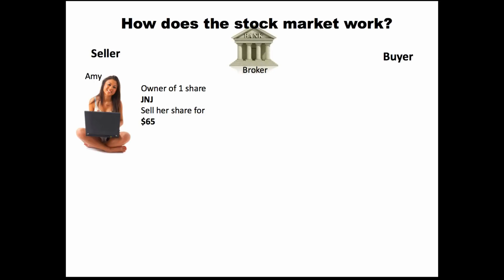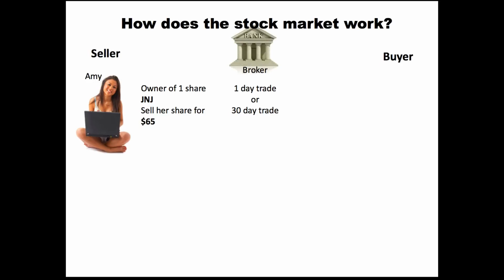Her name's Amy, and she has one share of J&J, which is Johnson & Johnson, and she wants to sell her share for $65. Okay? So what she's going to do, and she has the option to, is work with a broker, and you can see that I have the bank there as the broker. But this could be Scottrade, this could be E-Trade. Any of those brokers could broker this deal for her.